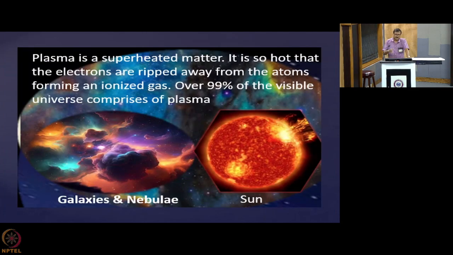So, as was told, more than 99% of our universe is in the form of plasma. Galaxy, nebula, our sun, all of these are in the plasma state. And really the kind of state where we are on the earth is very much an exception if you consider the whole universe.